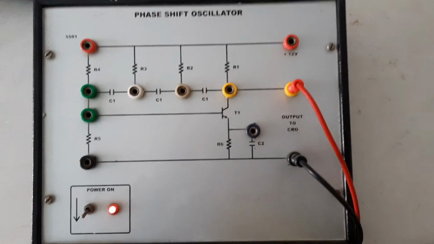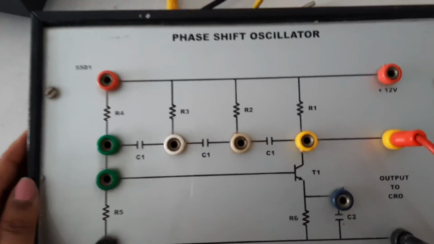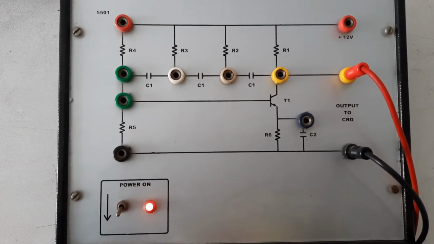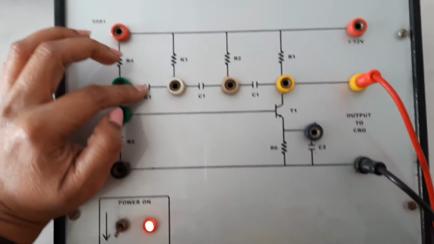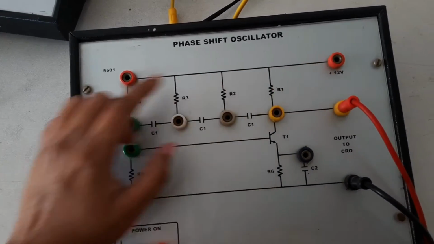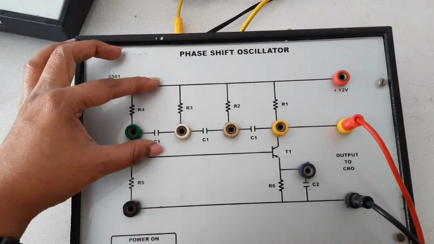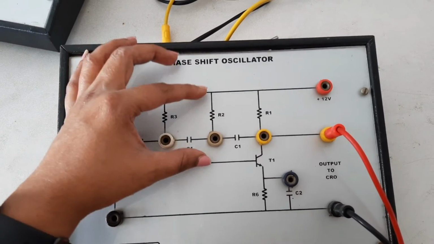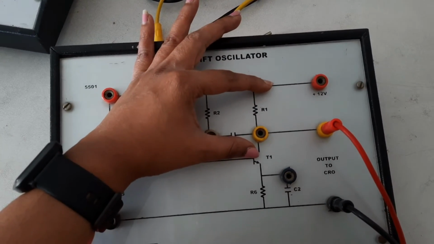This is the circuit diagram or the circuit kit of RC phase shift oscillator. Why RC phase shift? Because you have R and C networks. See, you have C and R, C, R, C, R network. So you have 3 RC networks. Each network will give you 60 degree phase shift. So 60, 60, 60. It will be 180 degree.